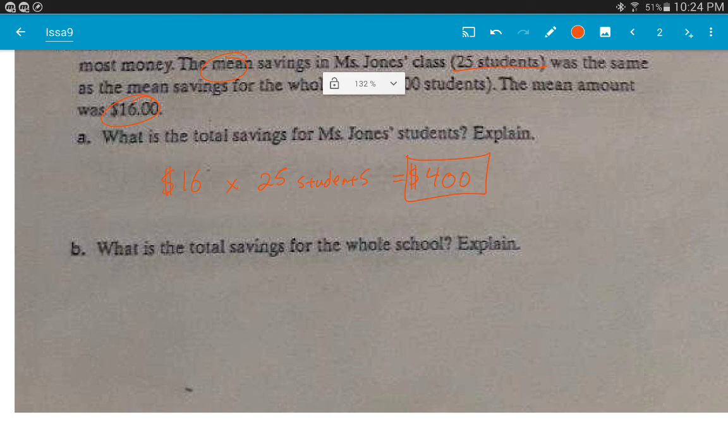All right. What is the total savings for the whole school? Explain. In that case, we're going to do $16 times 300 students. And that is going to get us, let us see, 16, 32, 48, $4,800.